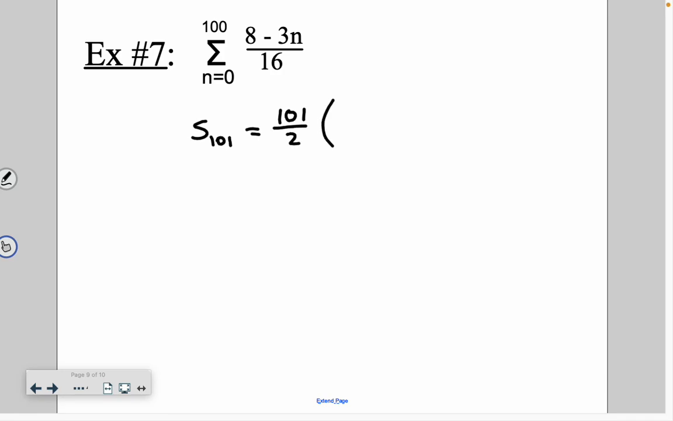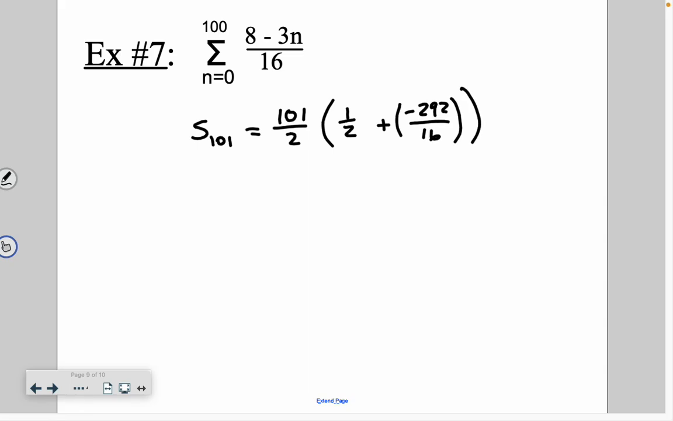How do I find A sub 1? Or in this case, A sub 0, really. Because we have to find the first term of the sequence. Yeah, plug in 0. What do you get? 1/2. Yep, you get 8 over 16. So the first term in this sequence, the 0 term, is 1/2 plus, and I'm going to just write this as a fraction because it's not super nice. Plug in 100 to get the 100th term. We end up with negative 292 over 16. I'm going to just leave it like that for now.